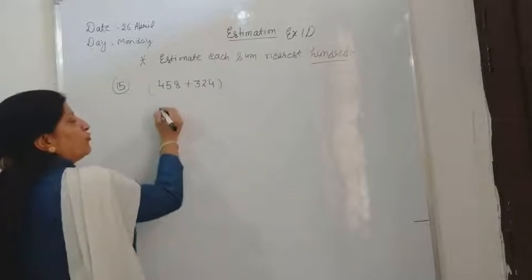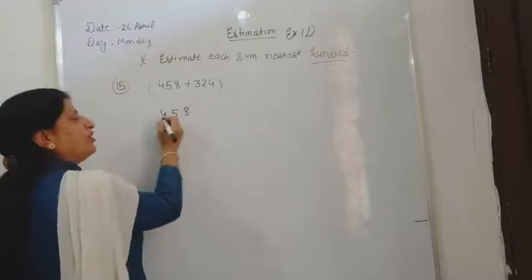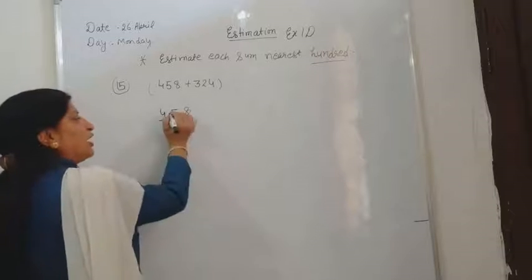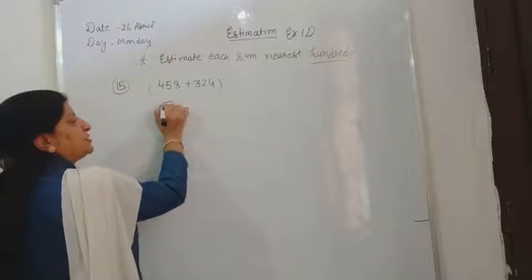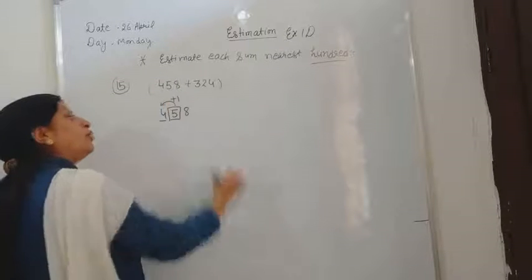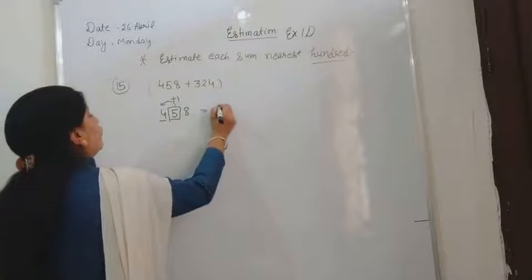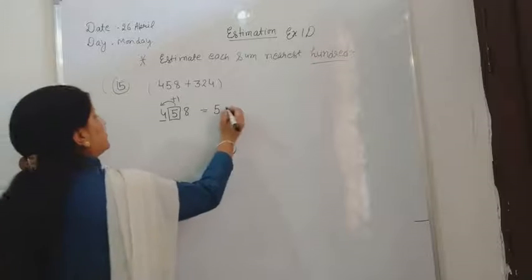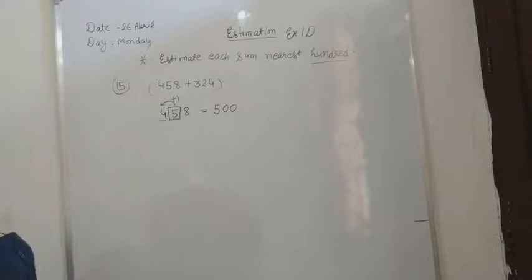So, first of all, we write 458. Now we see that 4 is at the 100 place. So, we underline this number and see that 5 is equal to 5. That's why we add 1 in this number, and after adding we get 4 plus 1, 5, and replace the ones and tens digit by 0. So our number becomes 500.